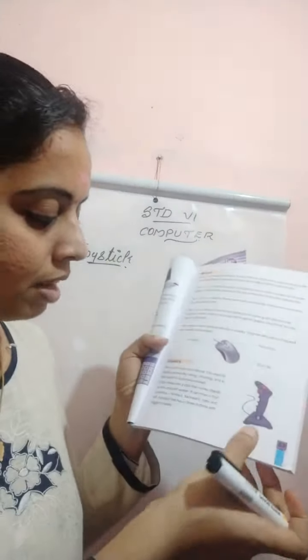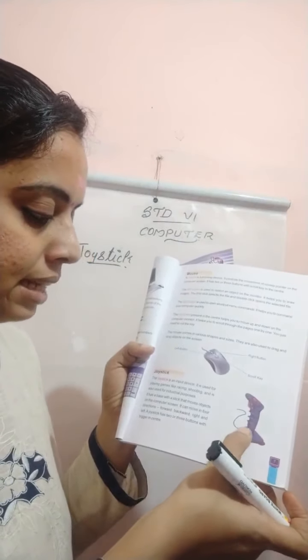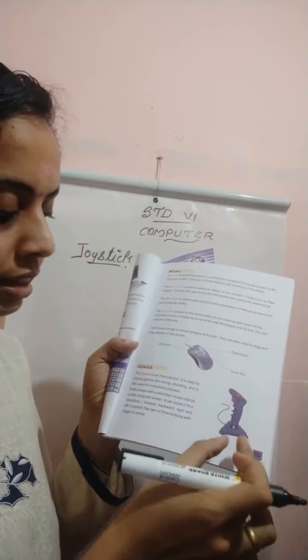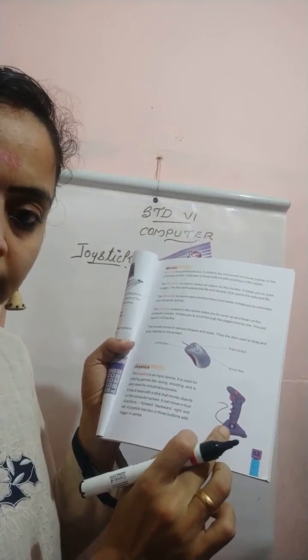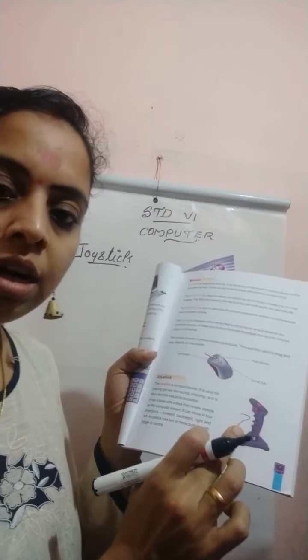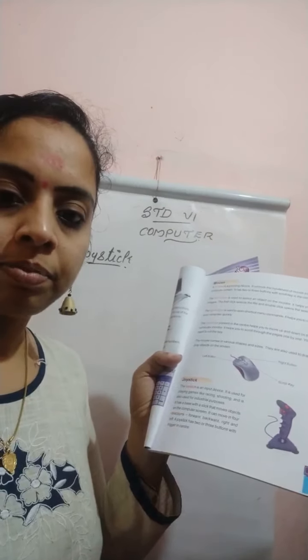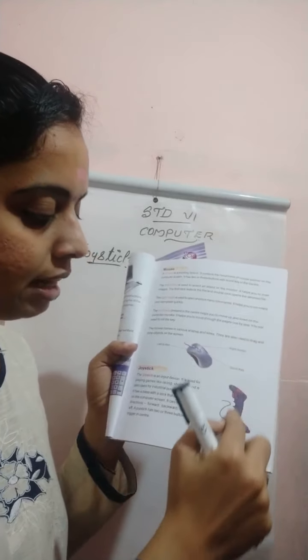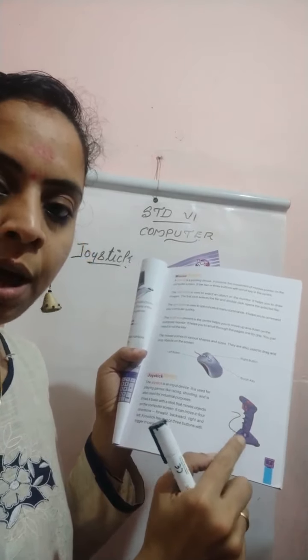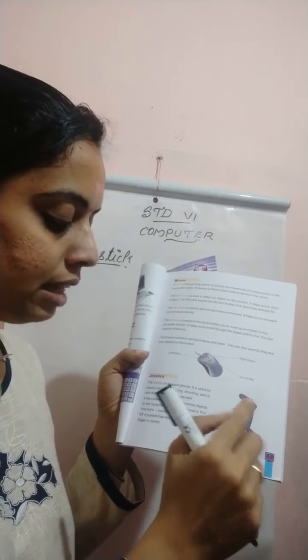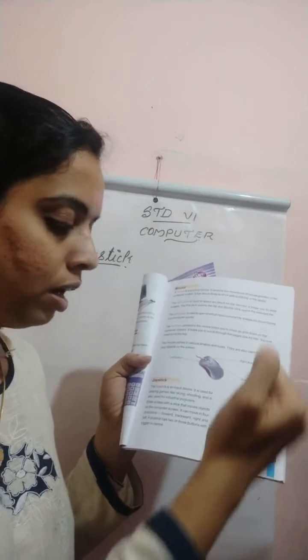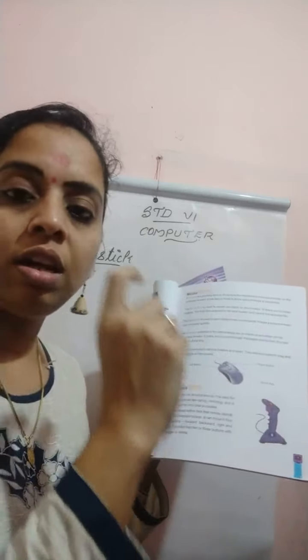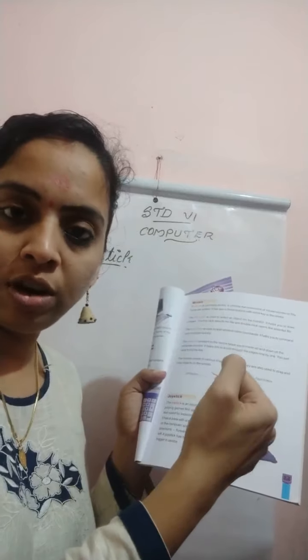Clear? See, a stand or a base is there for the joystick. That is the lower part of the joystick, the base or stand. Next, look, a stick is moving upwards from the base portion, and this stick is used to move the screen or the pointer in the screen in 4 directions.